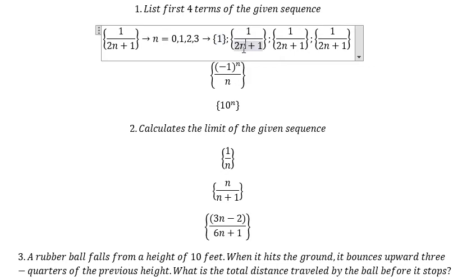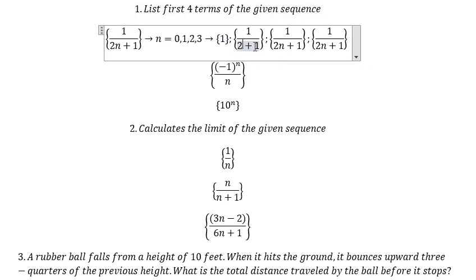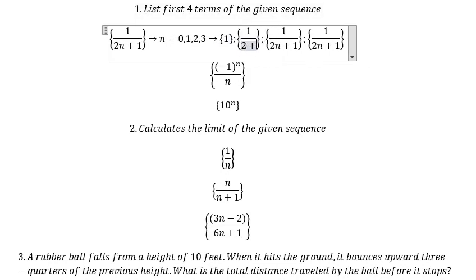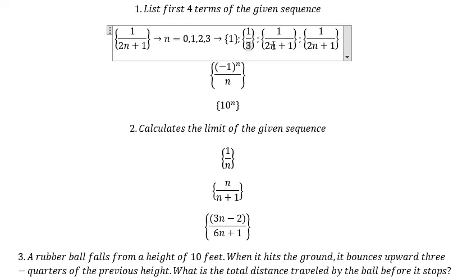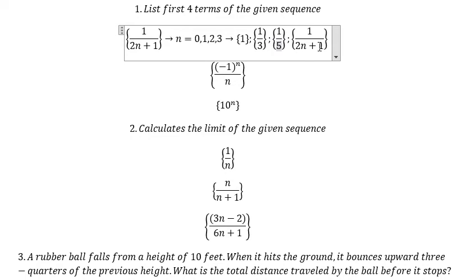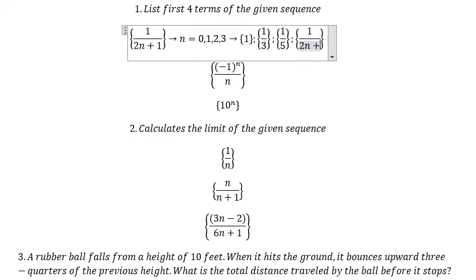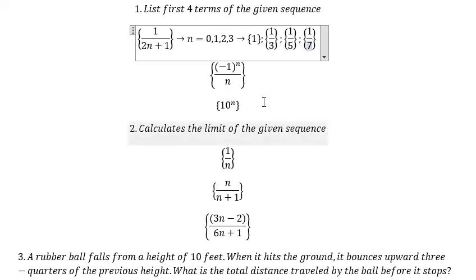This one, we put 1 in here. So you get 2 plus 1, you get 3. This one, we put 2 in here. You get 4. 4 plus 1 is 5. And the last one is 7. And this is the answer.